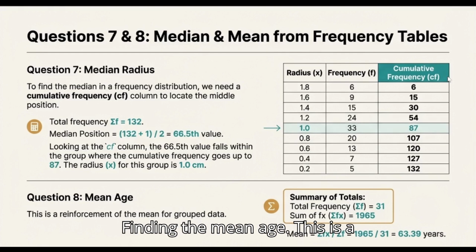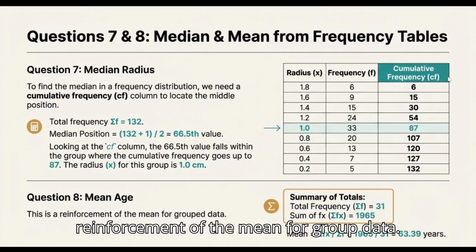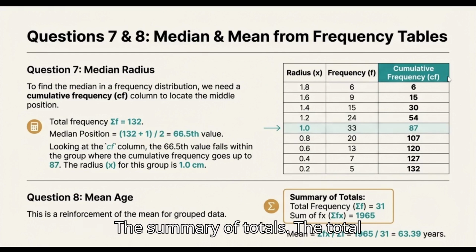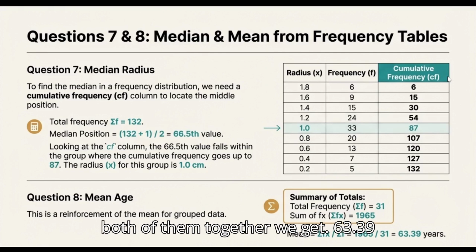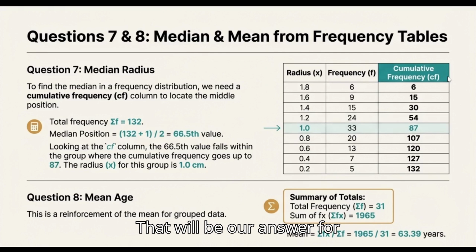Question number 8. Finding the mean age. This is a reinforcement of the mean for group data. The summary of totals. The total frequency we get from the table is 31 and the sum of fx we get from the table is 1965. Dividing both of them together, we get 63.39. That will be our answer for question number 8.